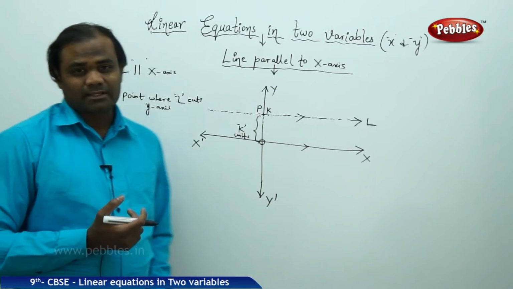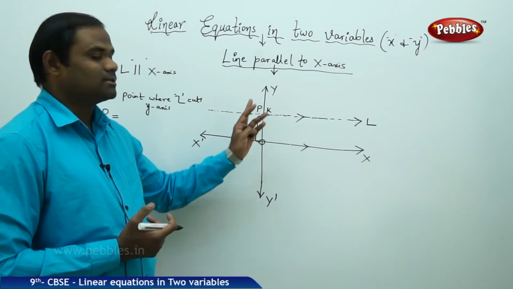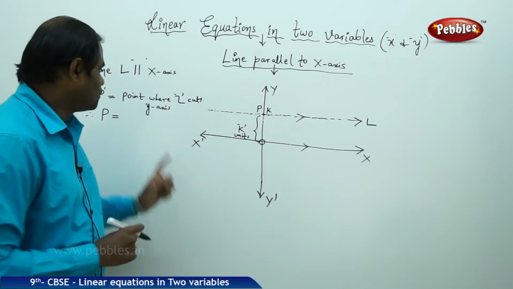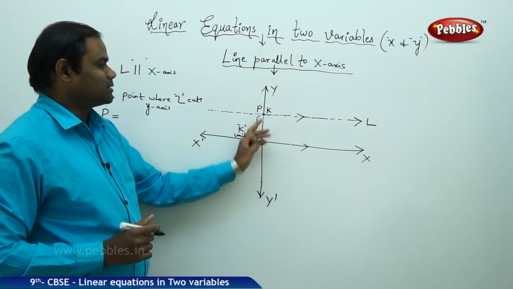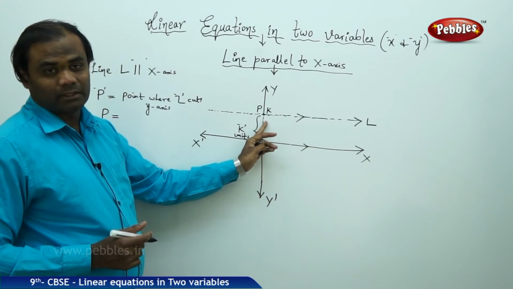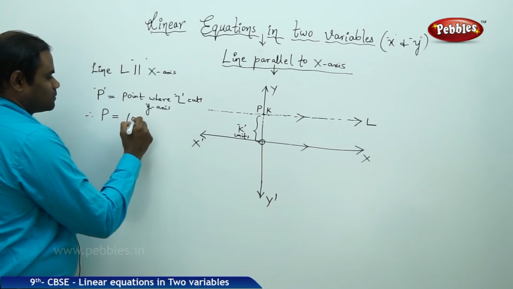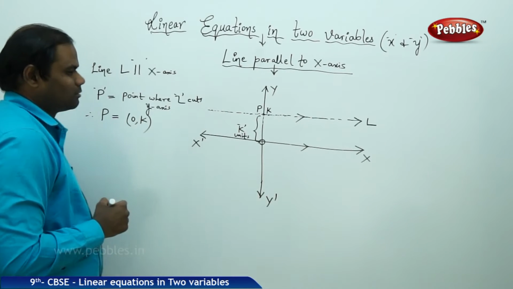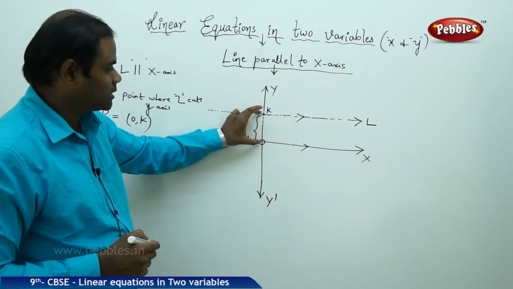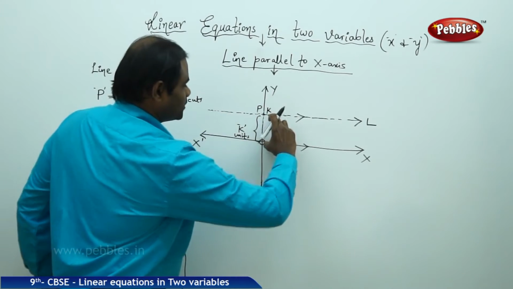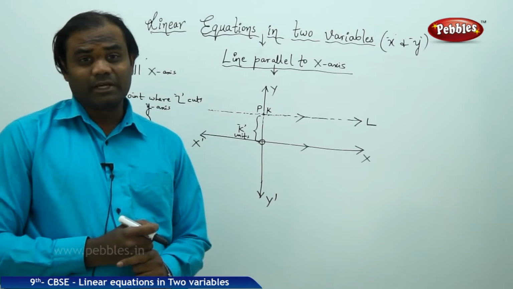If a line cuts the x-axis, then that point will be the x-intercept. If the line cuts the y-axis, then that point of intersection is called the y-intercept. So P is the point where the line L cuts the y-axis, as clearly seen here in the diagram, which is (0, k), because the distance from O to P is k units. So this being k units, I have this to be (0, k) is how we get the coordinates.